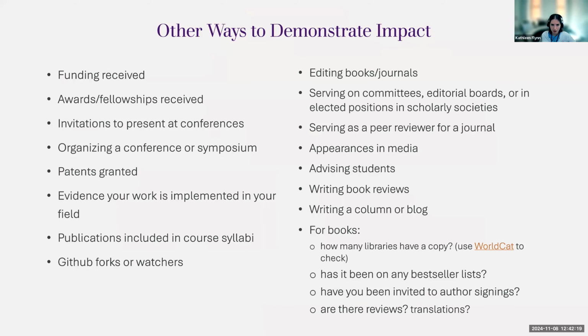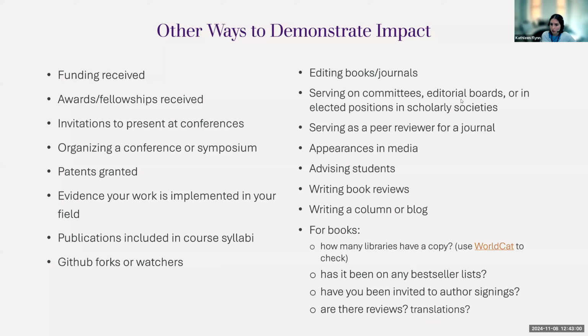So if you're writing some kind of research impact statement, you can include all those traditional metrics like citation counts and downloads, the journal impact factor, etc. But there are some other things here that you could include that also give some context, they have value. So things like your funding received, awards, if you've been invited to present at conferences, or if you've organized a conference, any kind of evidence that your work is implemented in your field. So if you wrote a book and it's the textbook of a course, that would be useful, or anything that's course material. If you have something on GitHub, you can track the forks or watchers.